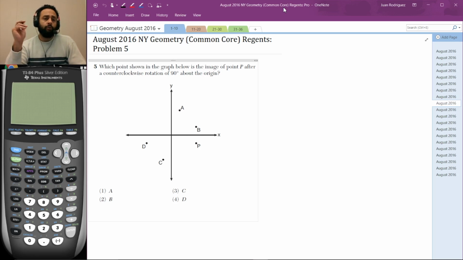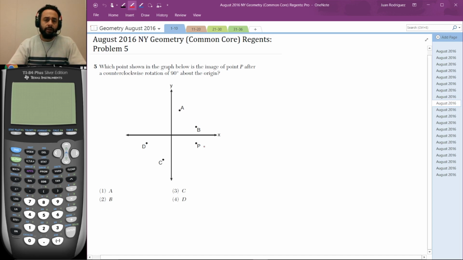Here's the problem. Which point shown in the graph below is the image of point P after a counterclockwise rotation of 90 degrees about the origin? And here's point P, and then point A, B, C, and D. So maybe I can darken this in a little bit with red. So A, B, C, or D.